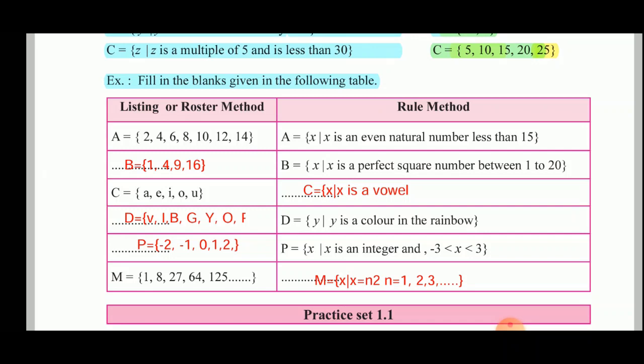Now here are some more examples. Just fill in the blanks in the following table. These blank spaces I had already filled up, you just go through it. In the first column it gives you the listing or roster method elements, and the second column gives you the rule method.